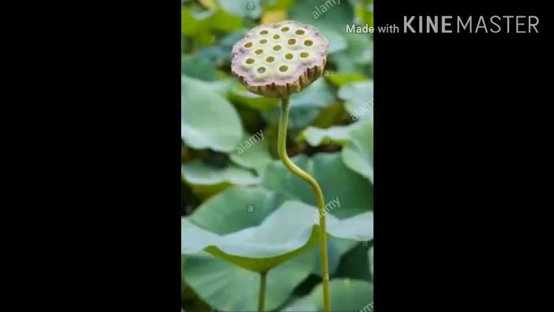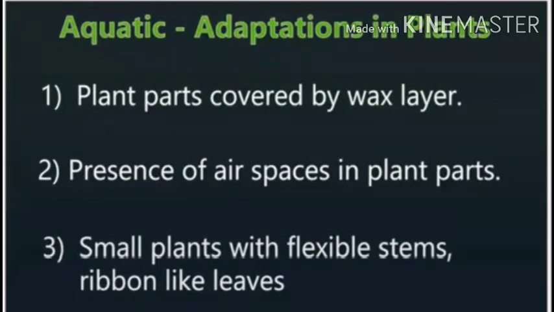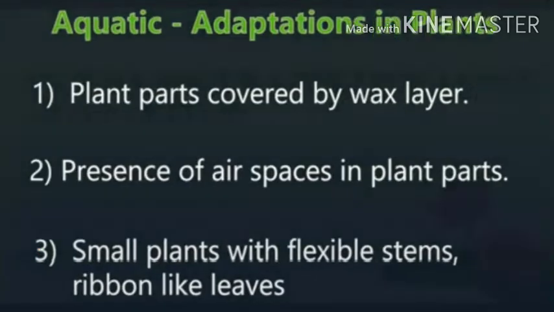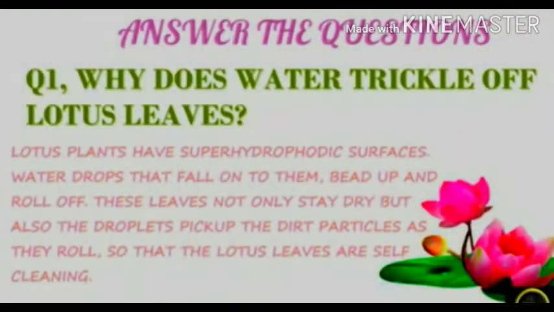Okay students, hope you understood the adaptation in aquatic plants. So let's revise some important points. Point number 1, plant parts covered by wax layer. Point number 2, presence of air spaces in plant parts. Point number 3, small plants with flexible stems, ribbon-like leaves. Okay? Now children, let's see the answers of the following questions.